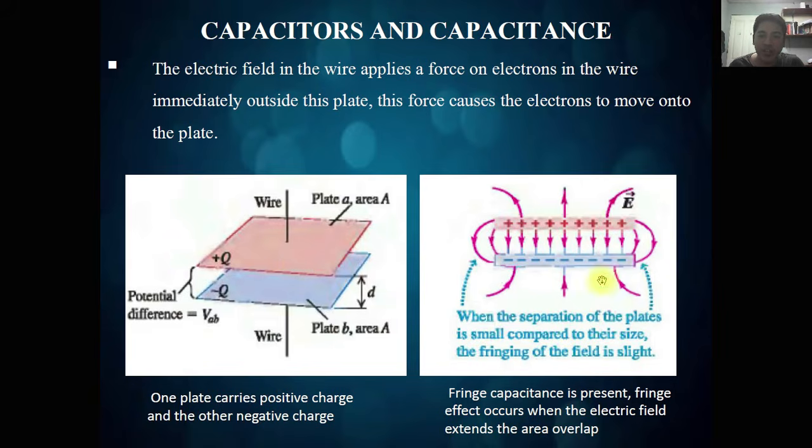Once it is charged, again, this is the parallel plate capacitor, and we have an electric field. Some of the electric field diverges outside the plate, and the capacitance that this electric field produces is what we call the fringing capacitance. The fringe effect occurs when the electric field extends beyond the area of overlap. Because some of the electric field lines fringe on the side, it produces a fringing capacitance. So that's a fact.